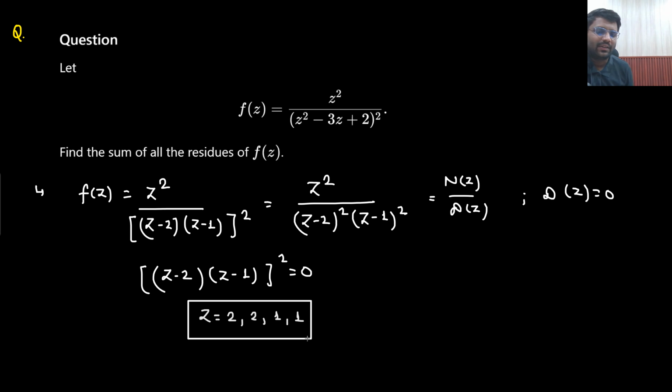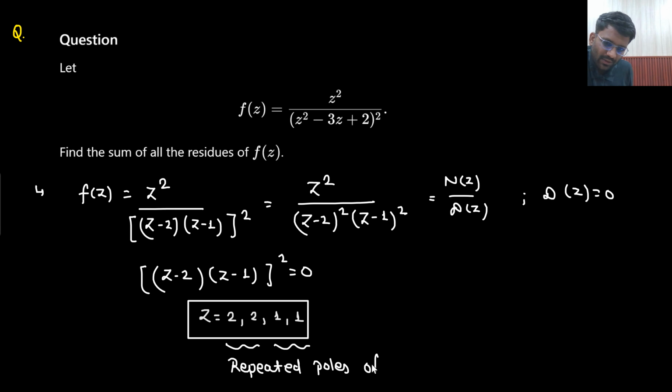Are you able to understand this point? Here there is a square, no? Although sir, roots will be 2 and 1 only, but both are repeated poles. Both are repeated poles of order 2, right? So what you need to find out?